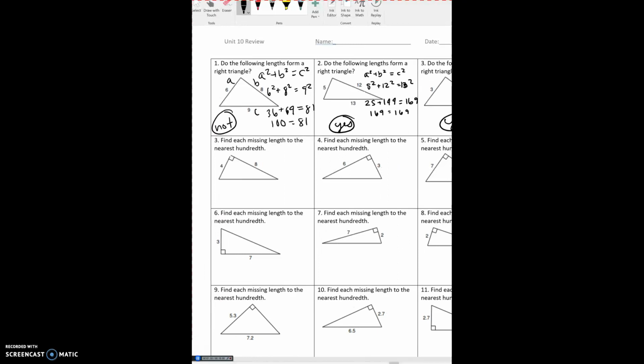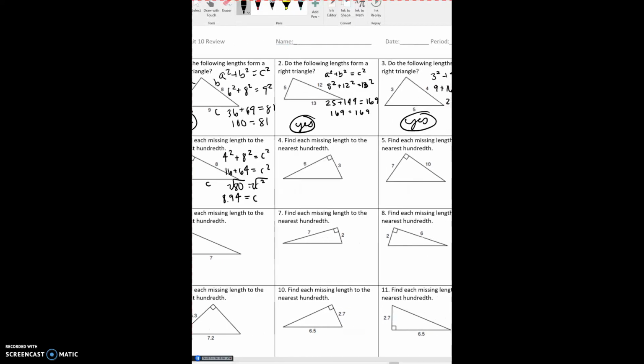Find the missing lengths to the nearest hundredth. Pythagorean theorem, yet again: 4 squared plus 8 squared should equal c squared. C is always the hypotenuse, across from the right angle. 16 plus 64. Square root, and c equals 8.94.